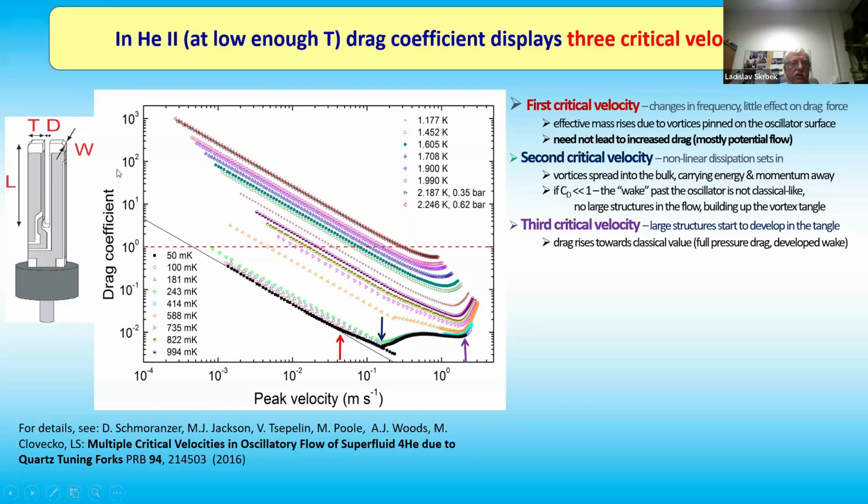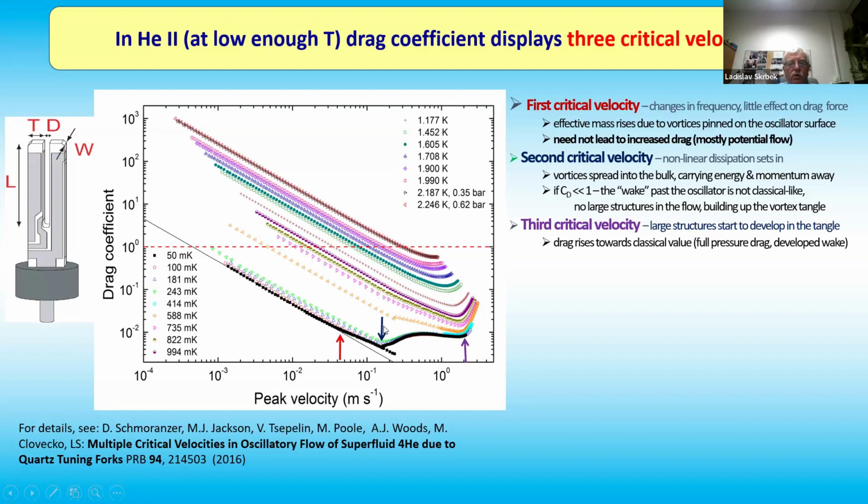You see, this is the drag coefficient, which is measured as a function of the peak velocity of this oscillating tuning fork. And you see the first critical velocity is right here. You can only see it at very low temperature, almost in the zero temperature limit. And the drag coefficient doesn't change, doesn't jump. Actually, it looks like at this first critical velocity there are changes in frequency and the effective mass rises, due to vortices which are probably pinned to the oscillator surface.